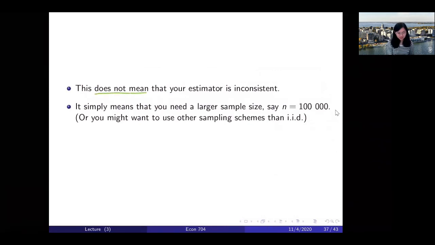This does not mean that your estimator is inconsistent. The ordinary least square estimator is still consistent even when your X variables are highly correlated. It simply means that you need a larger sample size than n equals 1,000. Say maybe you want a sample size of n equals 100,000. Or maybe you want to use some other sampling schemes that will give you more non-binary observations in the data set. So that's the discussion of the fourth assumption.